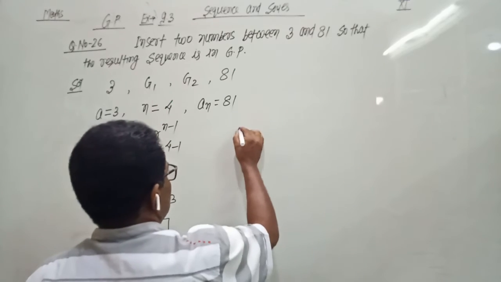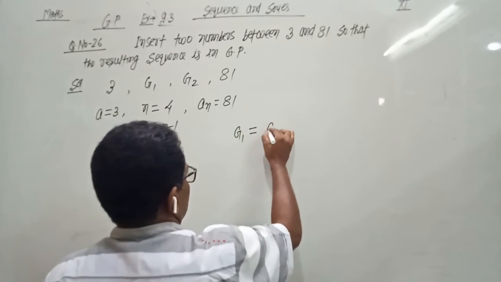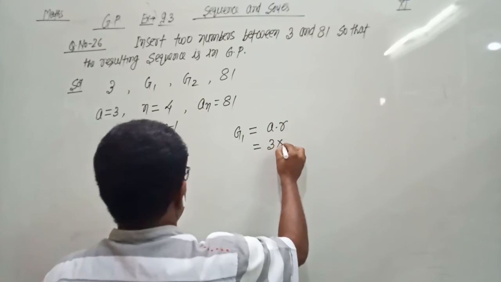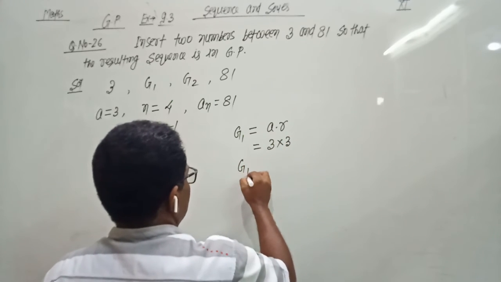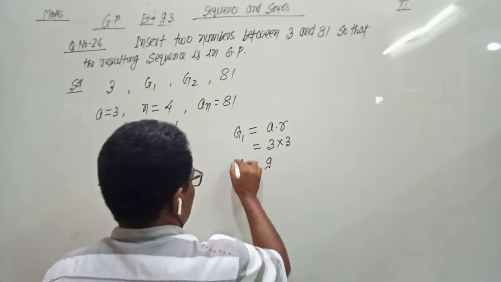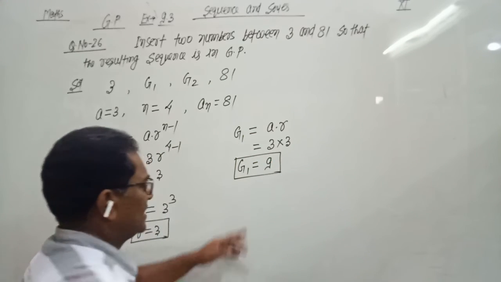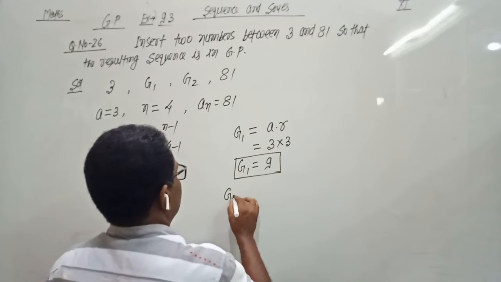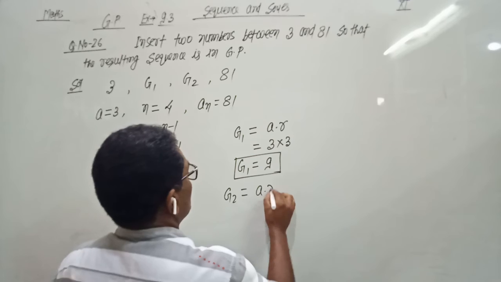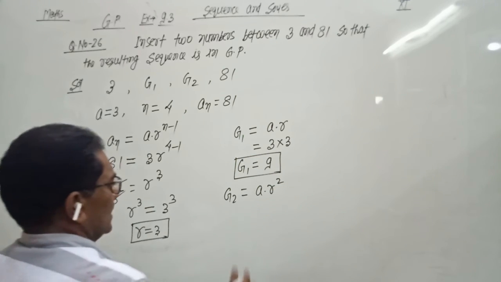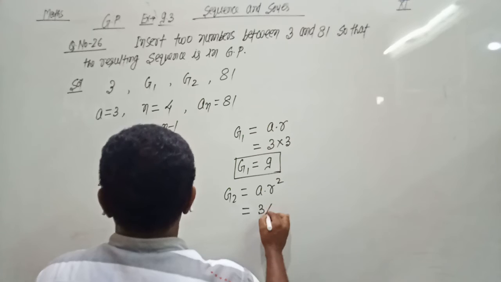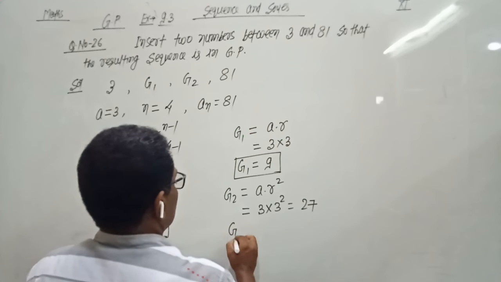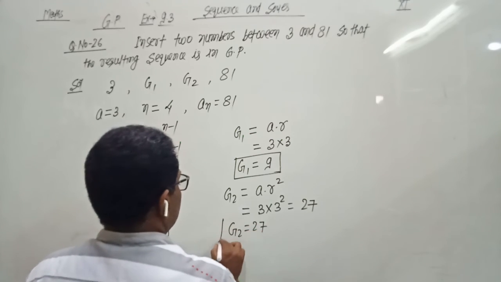Now the first number G1 is written as A into R. The value of A is 3 and R we have calculated as 3. So we get the first number inserted between the two numbers, G1 equals 9. The second number G2 equals A into R square. The value of A is 3 and R is also 3. 3 square is 9, 9 into 3 is 27. So the other number G2 equals 27.